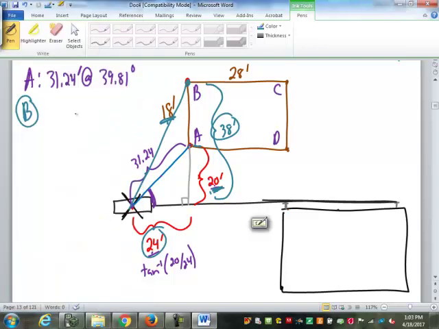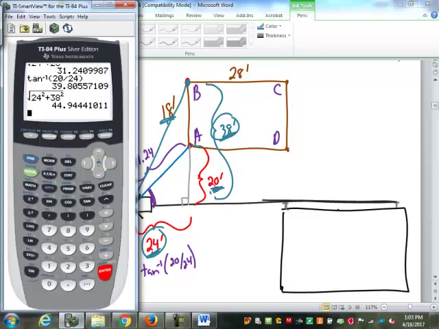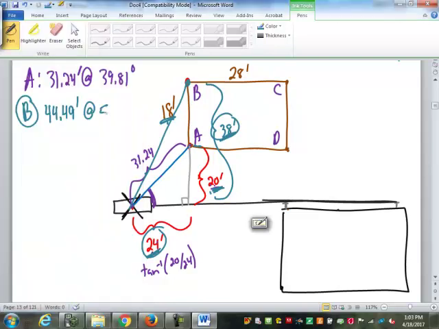So 44.49 feet. At that angle, the opposite side is 38, adjacent is 24. So that'd be the inverse tangent of 38 over 24. 57.72 degrees. So I'd turn my theodolite to 57.72 degrees, measure out 44.49 feet.